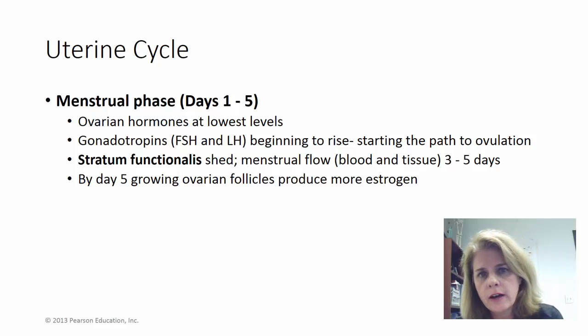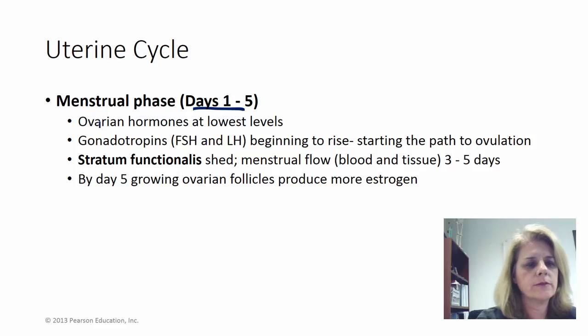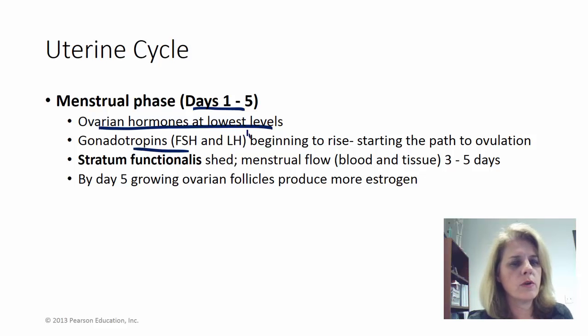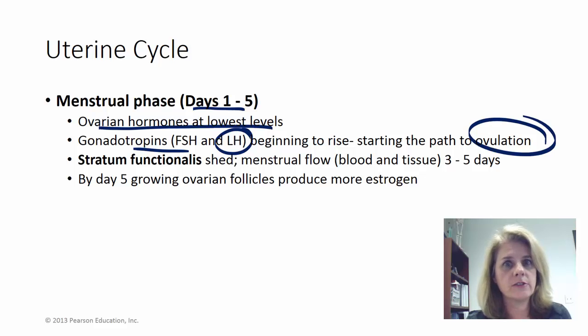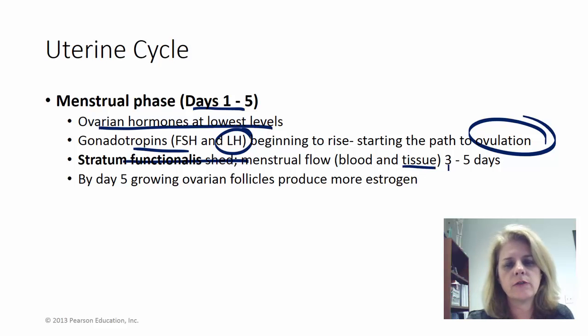Okay? So in the uterine cycle or menstrual cycle, the menstrual phase is day 1 through 5. So first day of your period is day 1. And your ovarian hormones are at their lowest levels. Okay? So estrogens and progesterones. But your gonadotropins are starting to rise. Okay? Because why do you need these hormones? What's important about luteinizing hormone in particular? The LH surge leads to ovulation. So we need these hormones to start to rise. So they're going to start going up in our bodies. The stratum functionalis, we're going to shed it off. We're going to have that menstrual flow or bleeding for about 3 to 5 days. Okay, so you start your period and you may see blood and tissue for about 3 to 5 days.